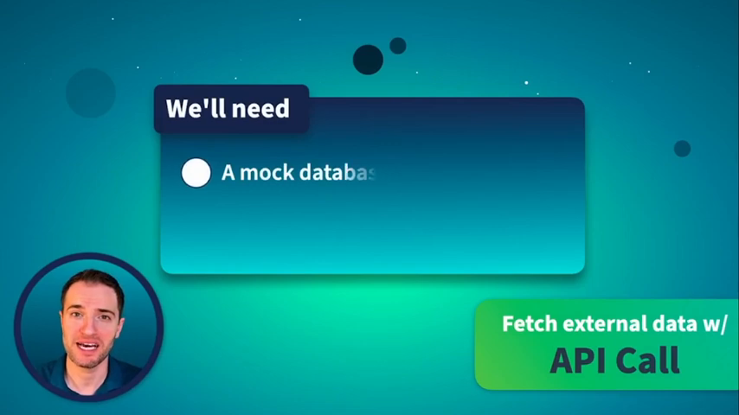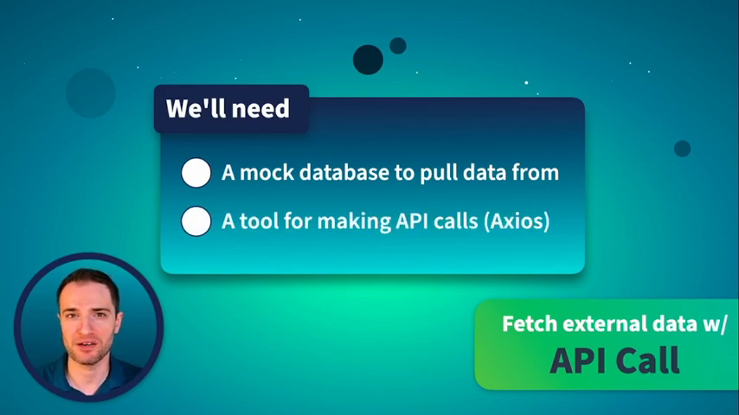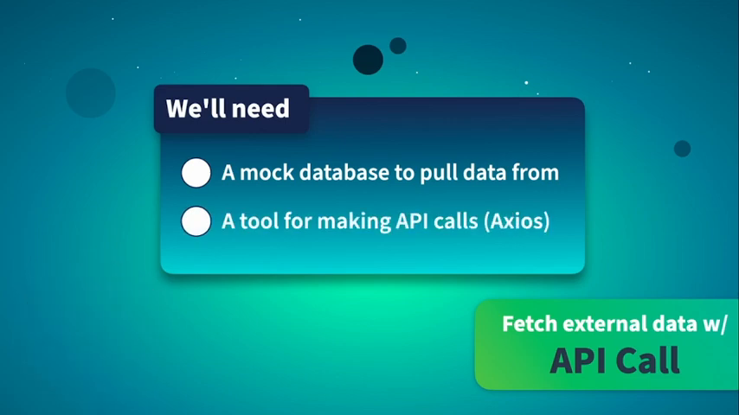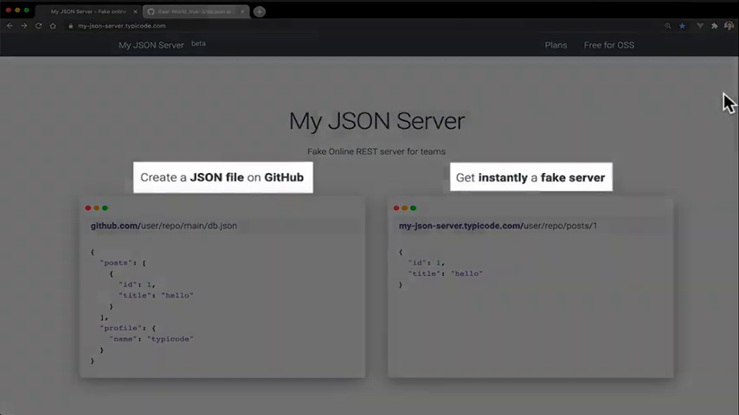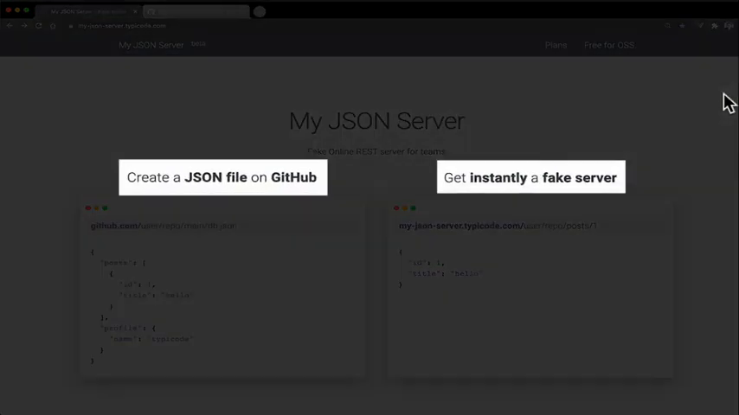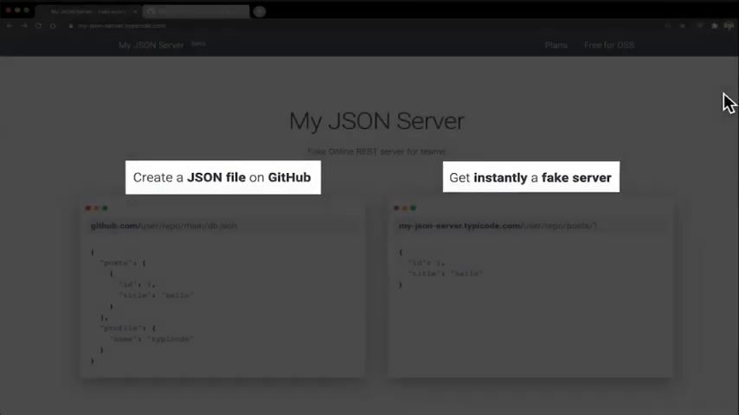In order to achieve this behavior, we're going to need a couple things. First, we'll need a mock database to pull our events from, and we also need a tool to be making API calls with. In our case, in this course, we're going to be using Axios. The solution we'll use for our mock database is My JSON Server. As you can see on the website, we'll just create a JSON file on GitHub, which instantly creates a fake server for us.